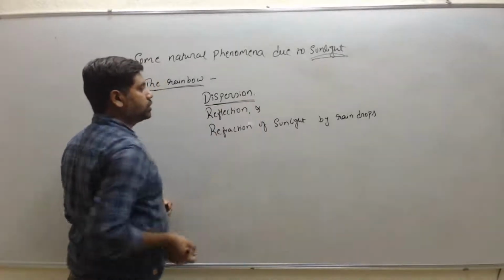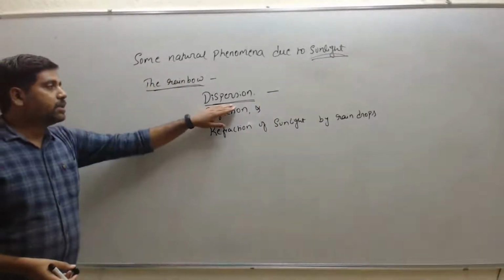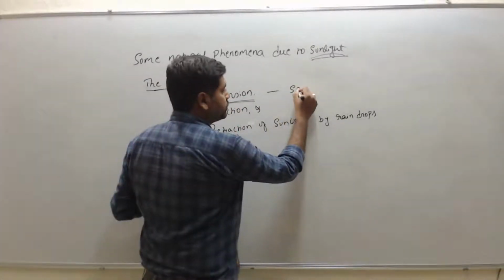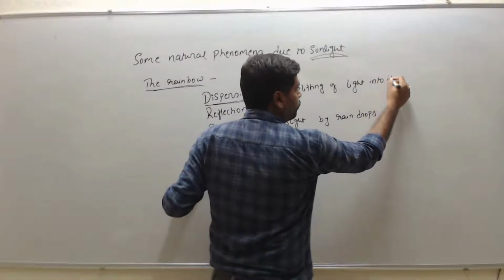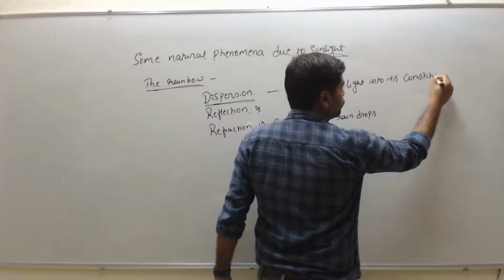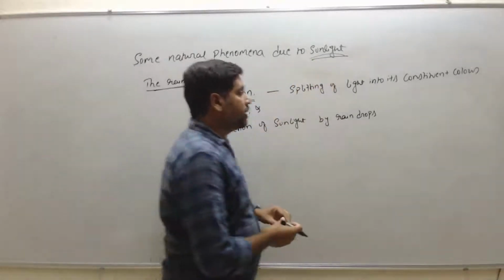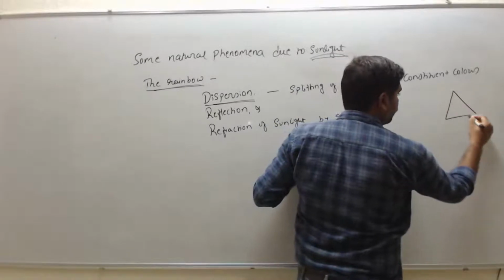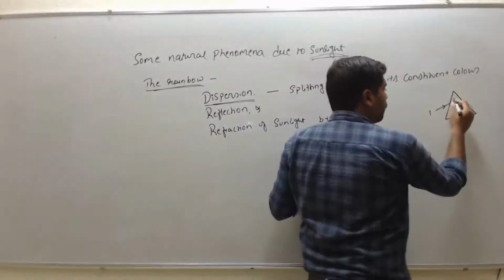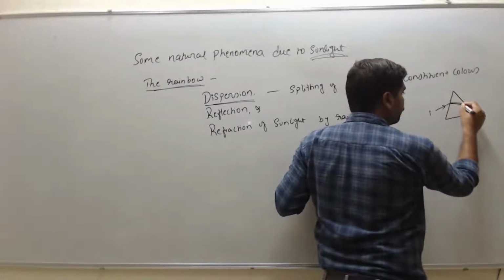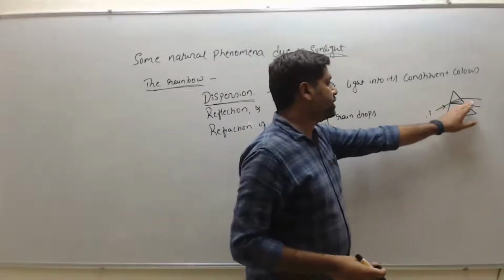Now, what is dispersion? Dispersion is the phenomenon in which light splits into its constituent colors. If we consider white light, the incident light, and it passes through a prism, then after refraction its color components split. That is, the light splits into its color components.